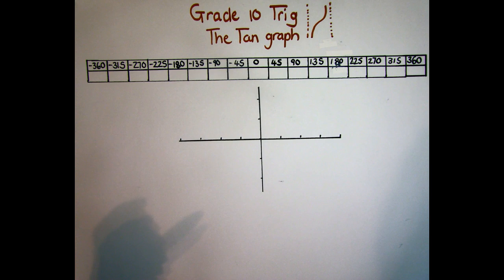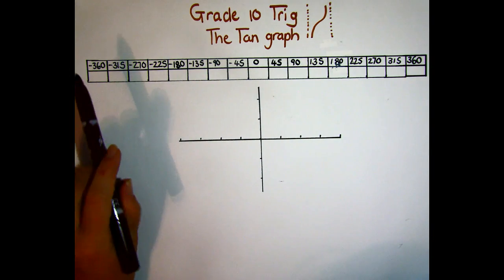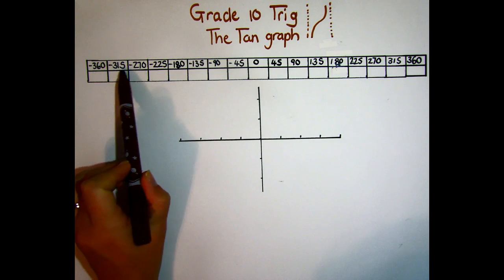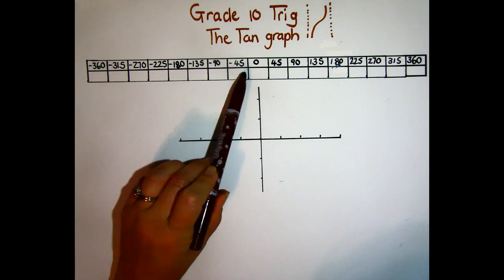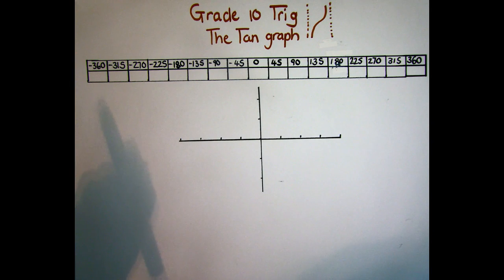When you do this on the calculator, this one's a lot longer than the sine and the cos graphs, and it's because you need to go up in 45s. Okay, because some of these are going to blank out, some of them are going to go math error, and I'll tell you which ones they are now.